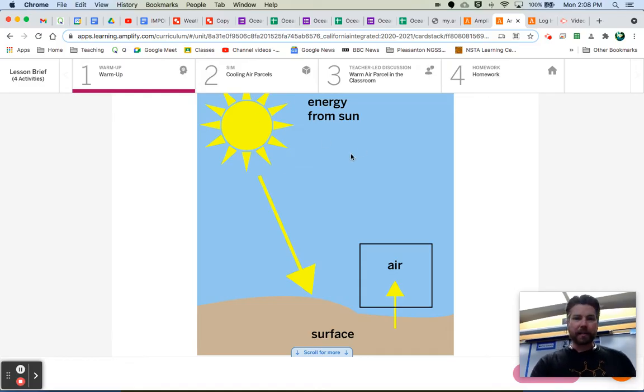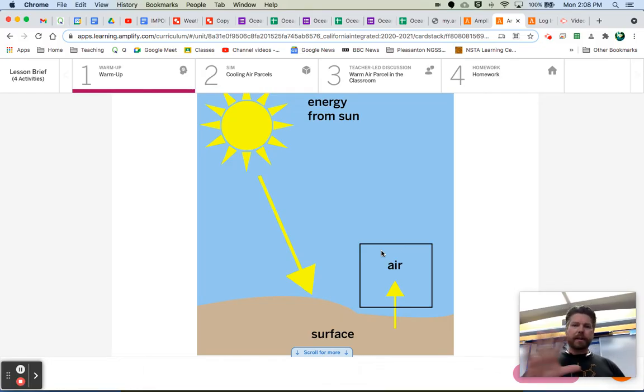It looks like energy from the sun. We have this energy transfer arrow. Remember, that's what these yellow arrows are always representing, some sort of energy transfer. We learned that back in thermal energy. Here's the surface of the Earth. We have another energy transfer arrow coming up from the surface into this box of air. What do we call that? We got a special term for that. Oh, yeah, air parcel. That's what we call that little box of air.